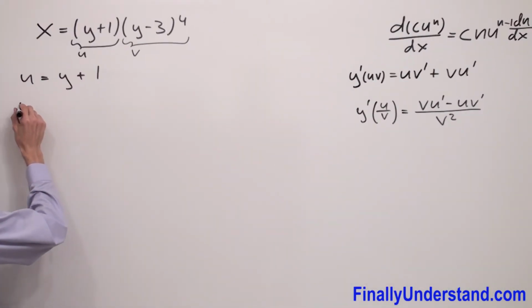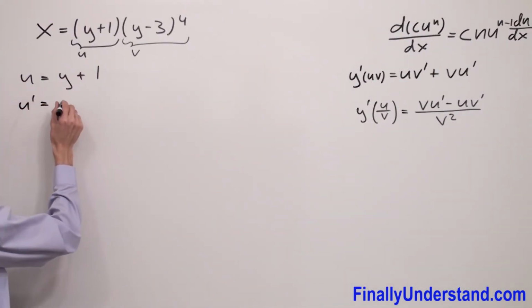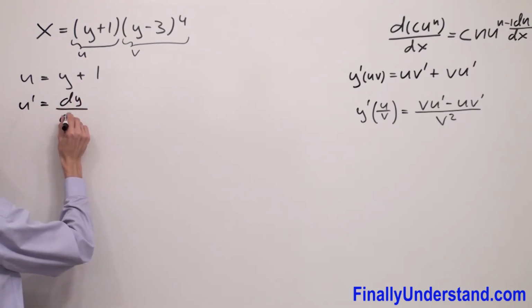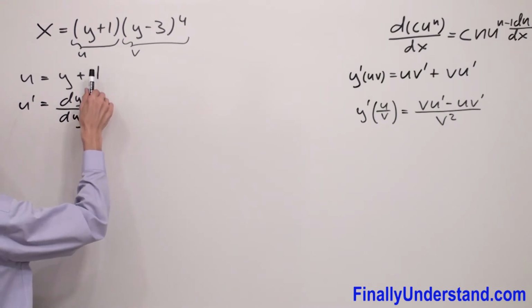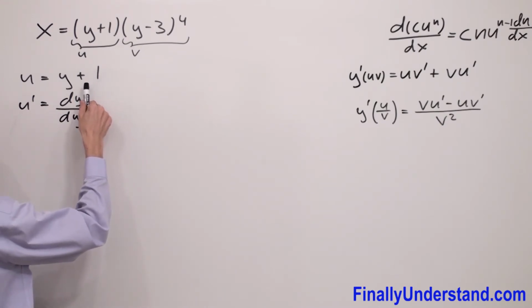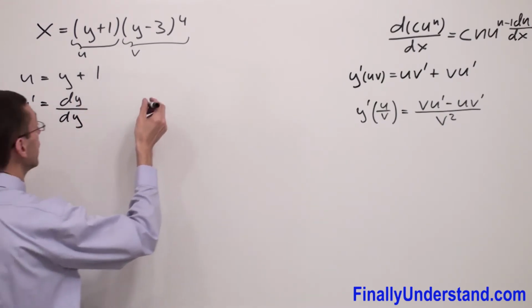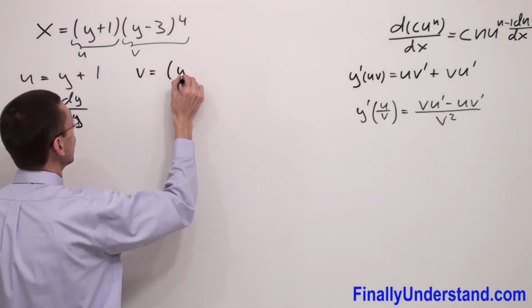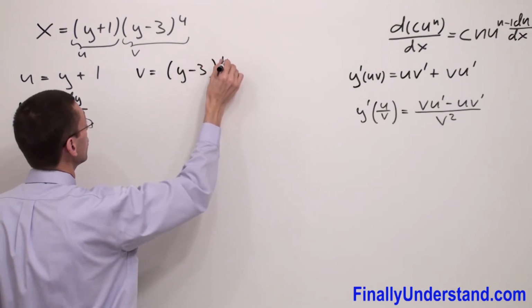So I have u prime is equal to dy over dy, and the derivative of a constant is equal to 0. That's why I'm not going to write it. v is equal to y minus 3 to the fourth power.